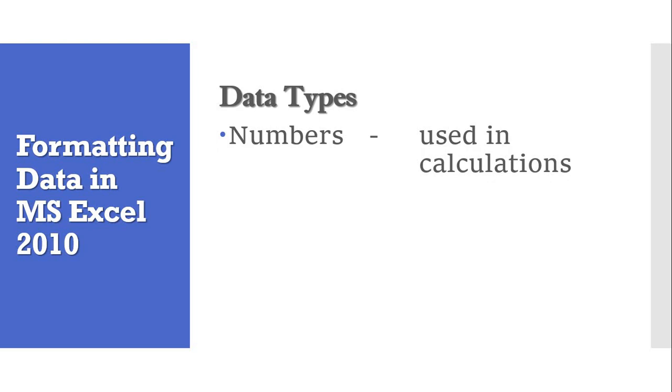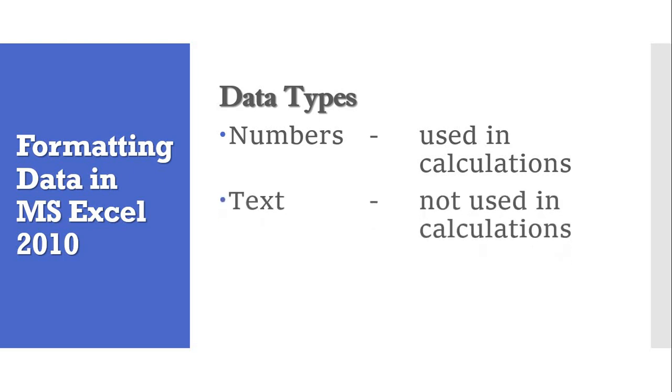Next, data types. You can enter 3 types of data in an Excel worksheet. First one, numbers. Numbers are values that consist of numerals and characters. They can be used in calculations. By default, numbers are right aligned in a cell. Next, the text data type. It can contain letters, numbers, spaces and special characters. Text data is not used in calculations. By default, text data is left aligned in a cell.